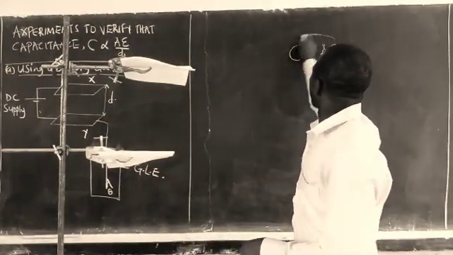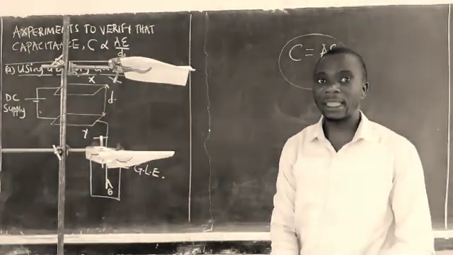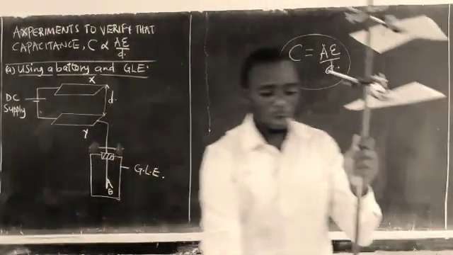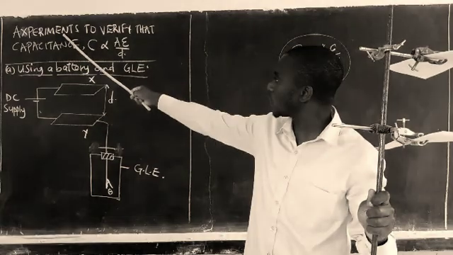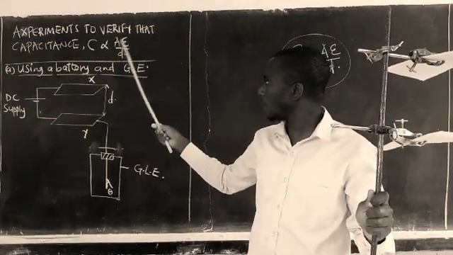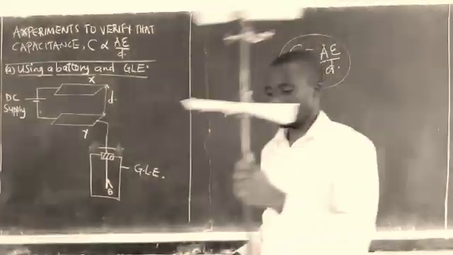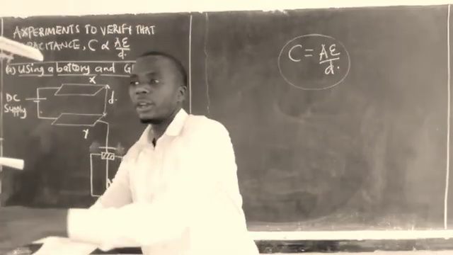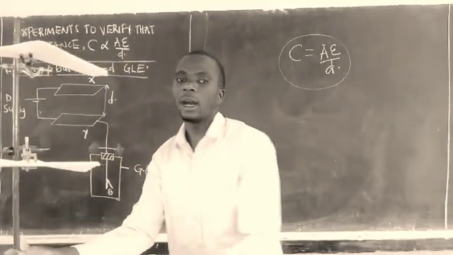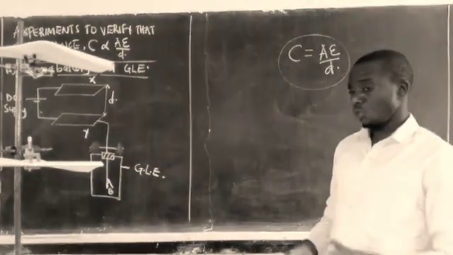So therefore, we saw this, but we want to be sure that it is true. For us to do so, we have to do an experiment. That's why we have experiments to verify that this capacitance is proportional to A and ε and inversely proportional to D. It is not one experiment. We are going to do 3 experiments in one, because we have to keep varying some quantities and keeping others constant.